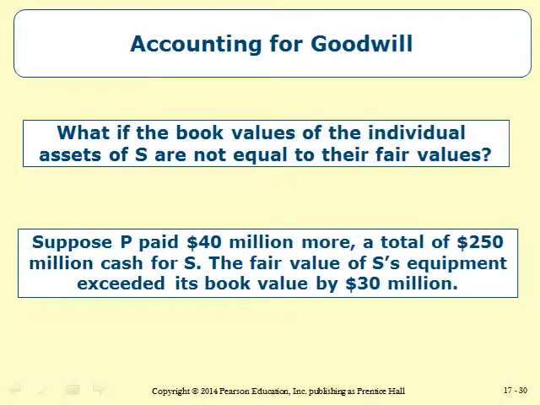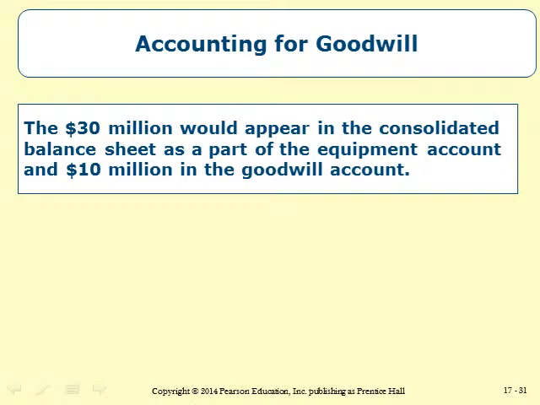So what if the book values of the individual assets of S are not equal to their fair values? To see the impact of goodwill on consolidated statements, refer to our example where P acquired a 100% interest in S for $210 million. If P paid $40 million more, or a total of $250 million, for simplicity, assume that the fair values of the individual assets and liabilities of S are equal to their book value. The balance sheets immediately after the acquisition are as follows. A $30 million amount would appear in the consolidated balance sheet as part of the equipment account, and $10 million in the goodwill account.